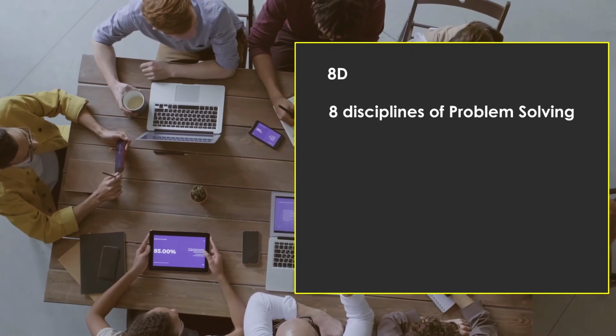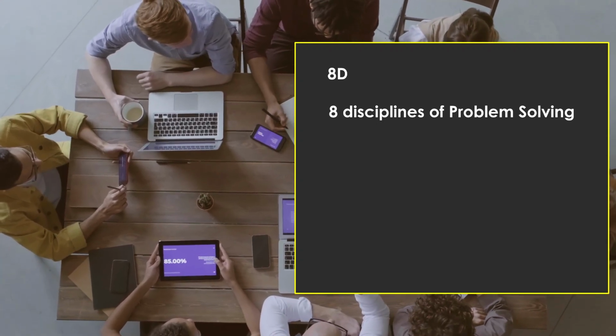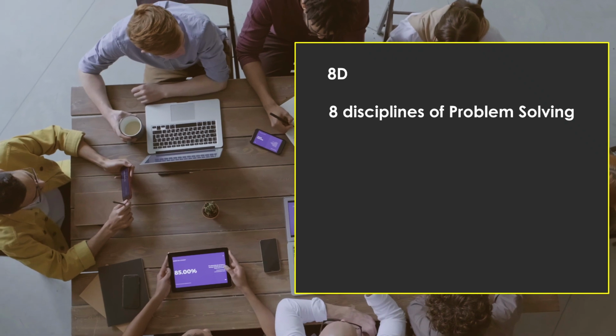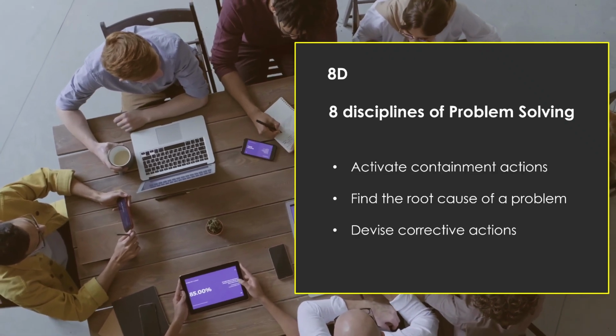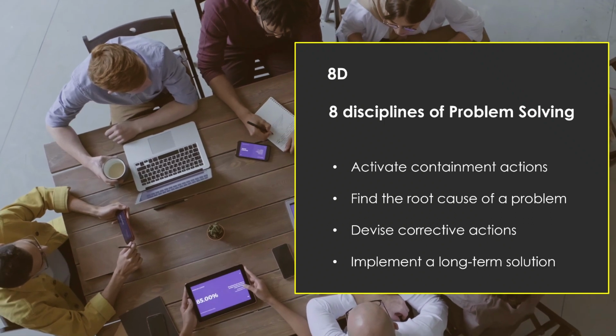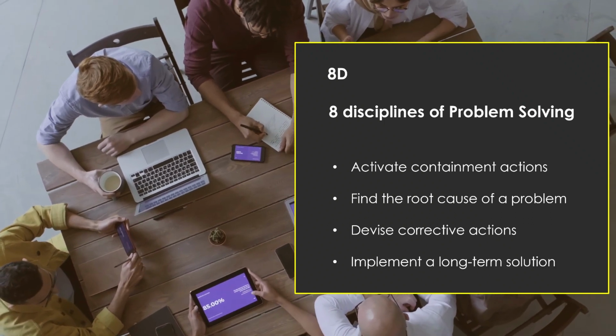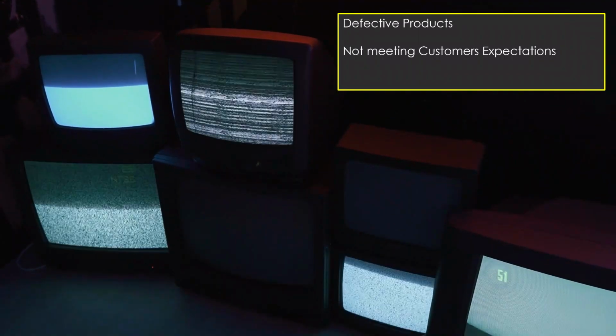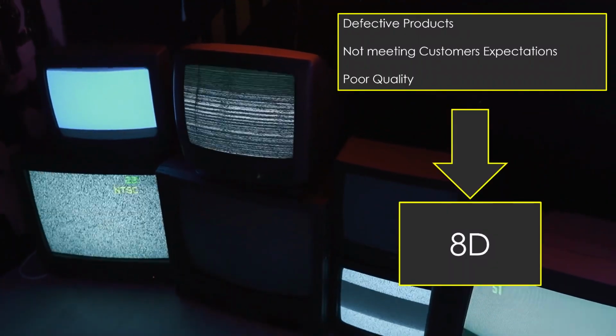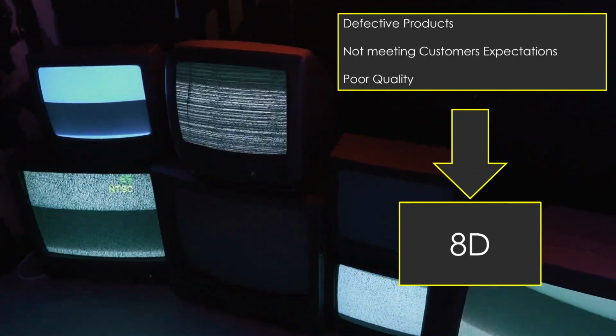8D, or the 8 disciplines of problem solving, is a problem-solving methodology designed to activate containment actions, find the root cause of a problem, devise corrective actions, and implement a long-term solution to prevent the same problems from reoccurring. When you find out that a product is defective or it is not meeting your customer expectations, an 8D is an excellent tool to address the issue effectively.